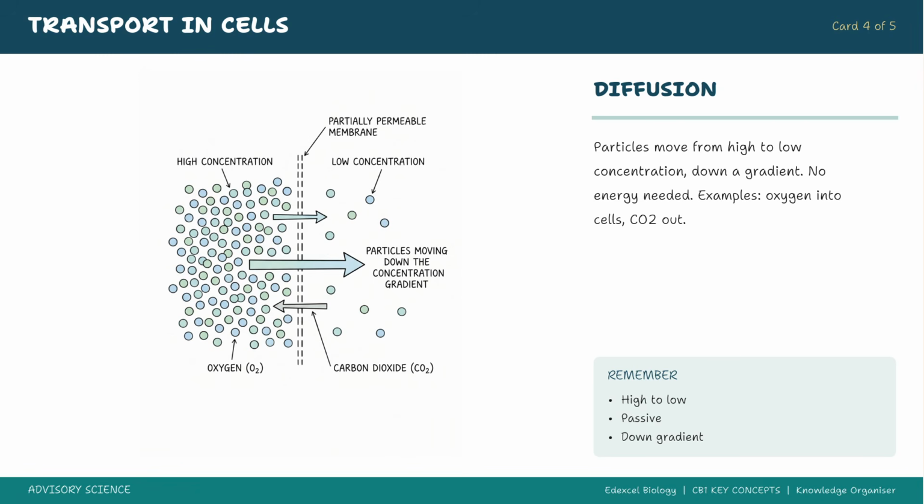Some examples are oxygen diffusing into your cells and carbon dioxide diffusing out of your cells. The bigger the gradient, the faster the diffusion. Higher temperatures also speed up diffusion because the particles are moving about much faster and are more likely to bang into each other. That's a nice link to kinetic energy in physics.